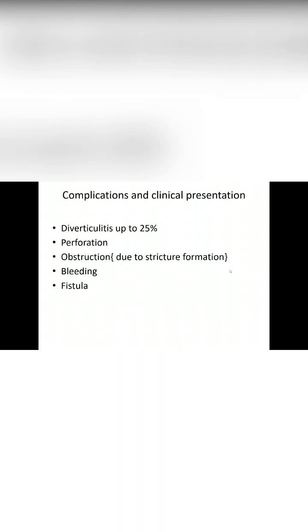A fistula, what kind of fistula might you get? Colovesical. This is the commonest one, colovesical, 65%. What else? Colovaginal, yes, or coloenteric, yeah, or colocutaneous. These are the four fistulas that you might get. The commonest one is colovesical.